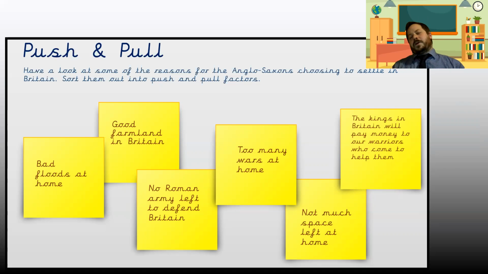Okay, so hopefully you've got a list of ones you think are pull and a list of ones you think are push factors. Let's have a quick look, read through them, and that will give you a time whilst I'm reading through them. We talk about them a little bit more to make up your mind as to whether you think it's a pull or a push. So the first one is bad floods at home. Would you want to live in a land where there was bad floods all the time?